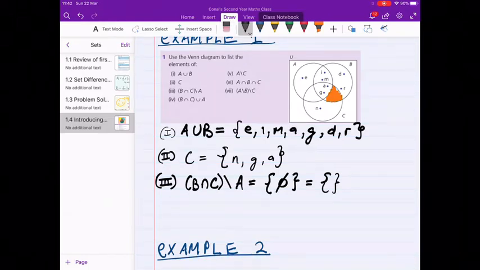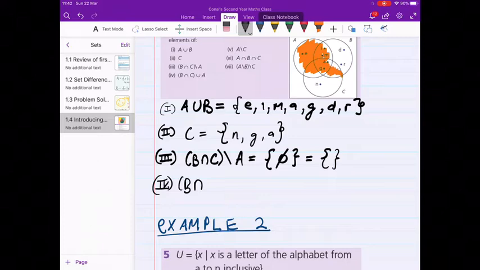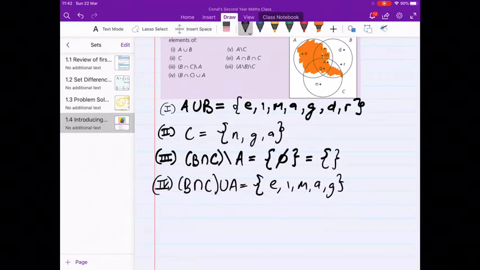Our fourth one is B intersection C in union with A. So B intersection C is all of this, and that's in union with all of A. So if we want to include all its elements, so this is number 4. So it's B intersection C in union with A. So that's going to have E, I, M, A, and G. Let me insert a little more space for us here. So then we'll go for the fifth one.